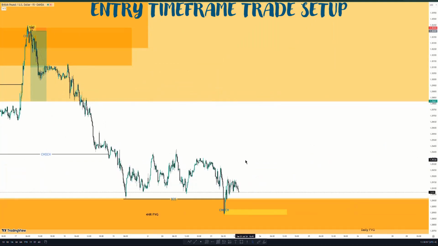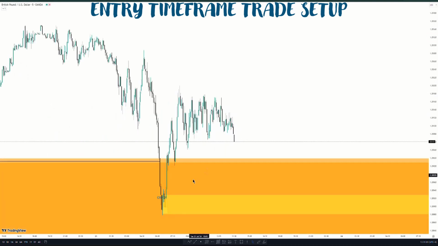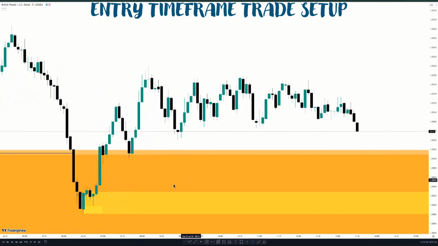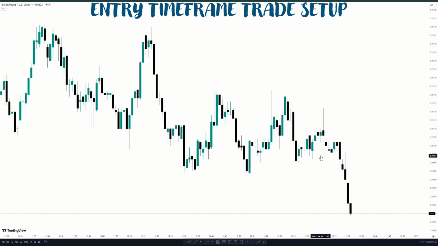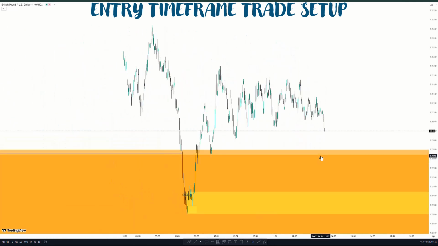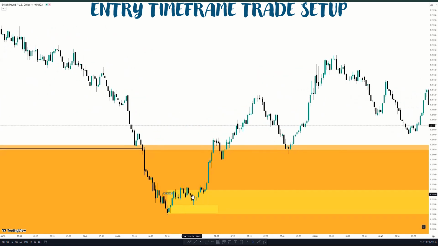You can see another one here, this one down here. Let's see 5 minutes first. Yeah, so this is the 5 minutes chart. This is the 5 minutes single candle order block, and then when you go to 1 minute, that's where everything is much clearer.